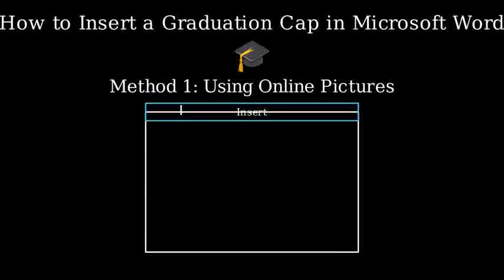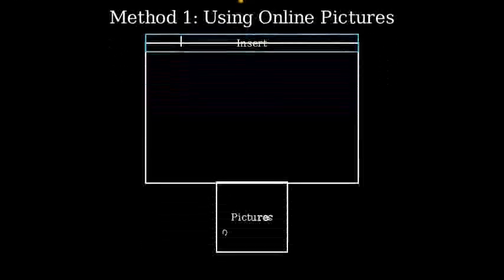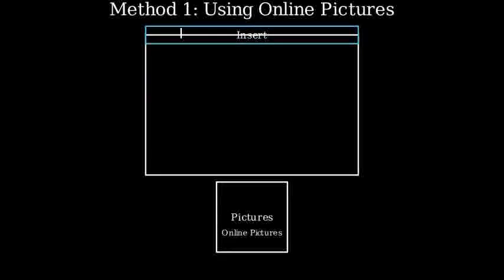First, place your cursor where you want the graduation cap to appear. Then, go to the Insert tab in the ribbon at the top of Word. Click on Pictures, then select Online Pictures. In the search box that appears, type graduation cap and press Enter. Browse through the results, select the image you like, and click Insert. The graduation cap will then appear in your document.